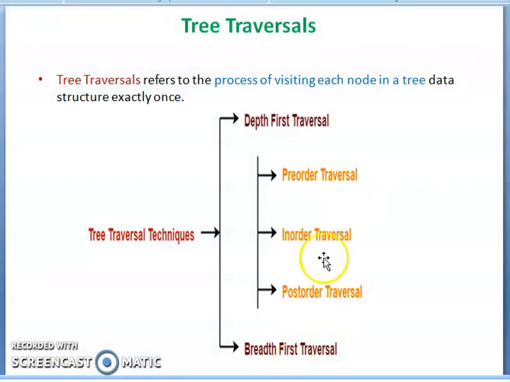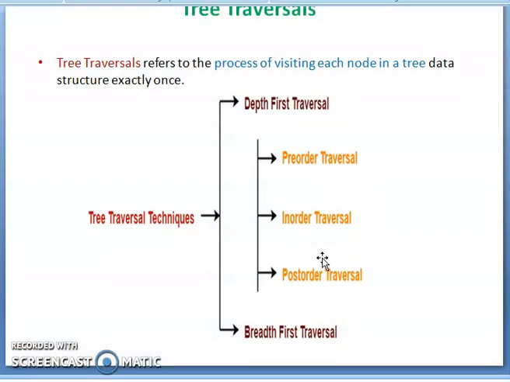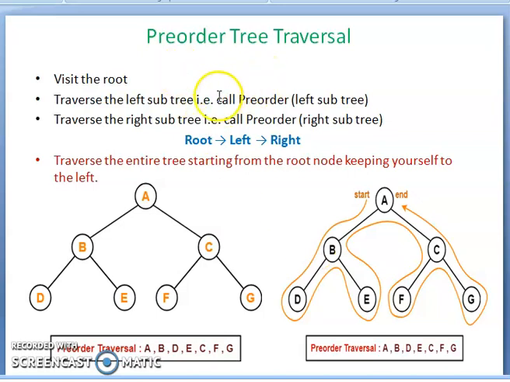Another traversal is breadth first search traversal. Now first we need to discuss the pre-order traversal. Pre-order traversal is: visit the root, then traverse the left subtree by calling the pre-order function on the left subtree, and then traverse the right subtree by calling the pre-order function on the right subtree. So visit root, move to left, and then move to right.